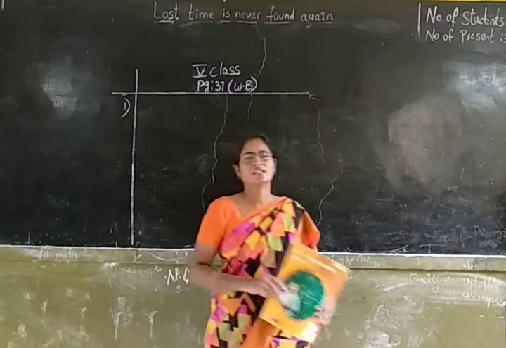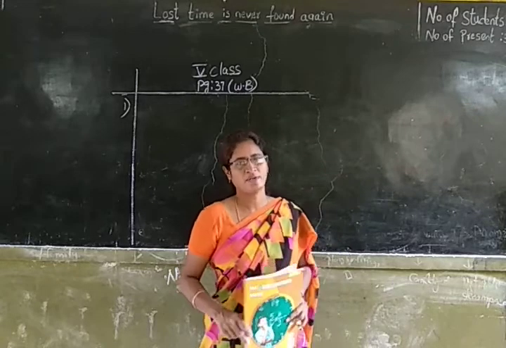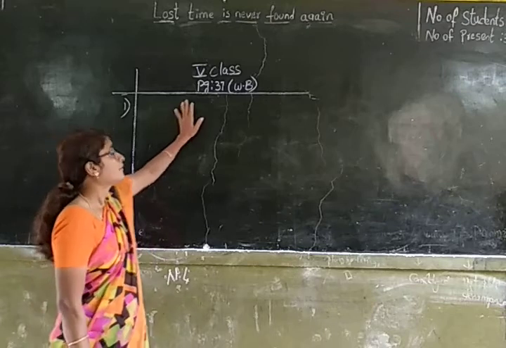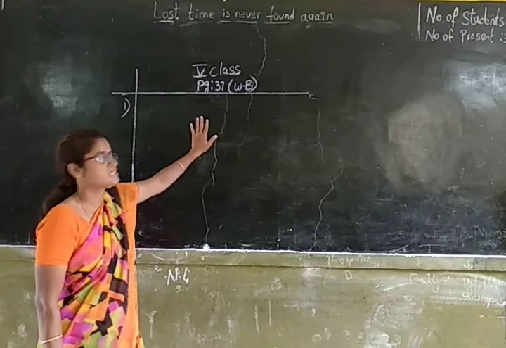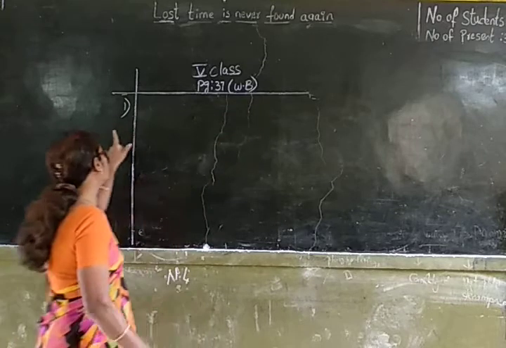Good morning, children. In the previous class we completed the textbook for the chapter Order of Operations. In this class we are going to do the workbook for the same chapter. Today we are going to do page number 37, workbook, first question.